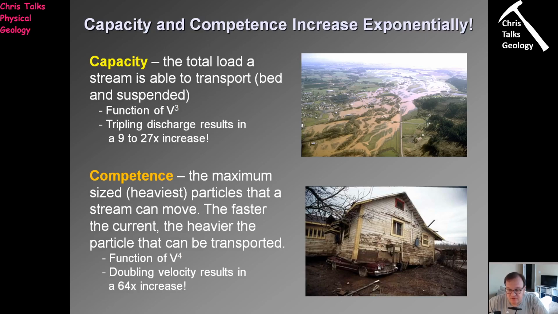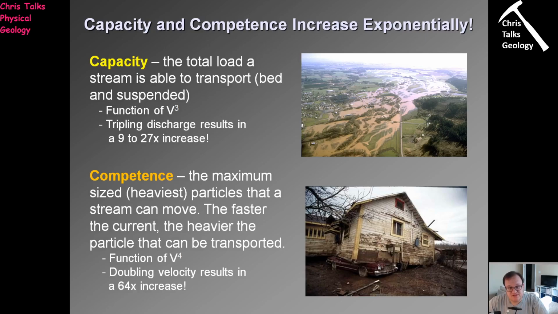So essentially what happens is, if we have a tripling in discharge, so remember discharge is a function of velocity, isn't it? It's a function of velocity and area. So as the velocity increases, so does the discharge. And so a tripling of the discharge can result in a 9 to 27 times increase in the capacity. So it doesn't take much to cause your river to start transporting considerably more sediment.